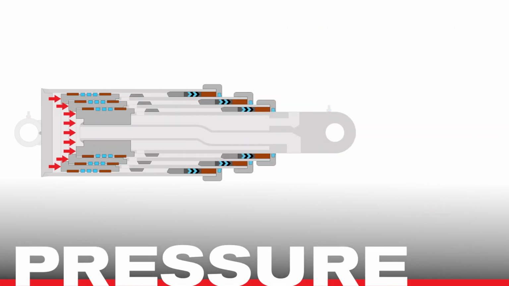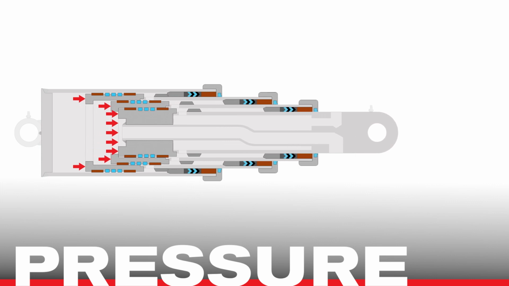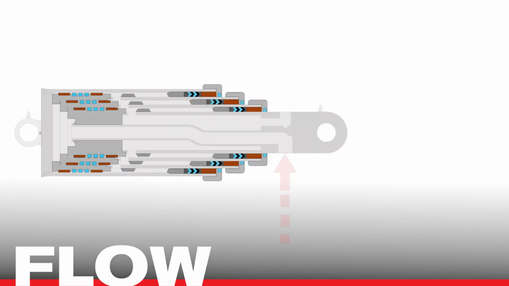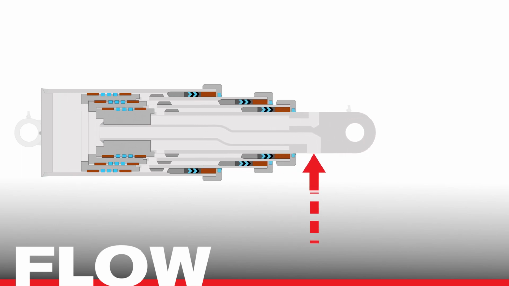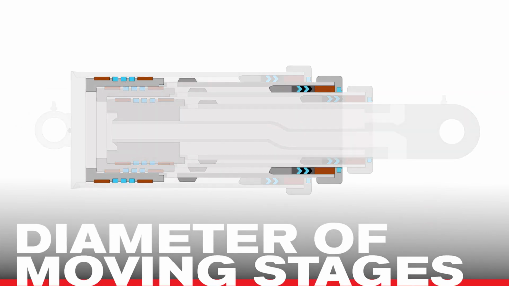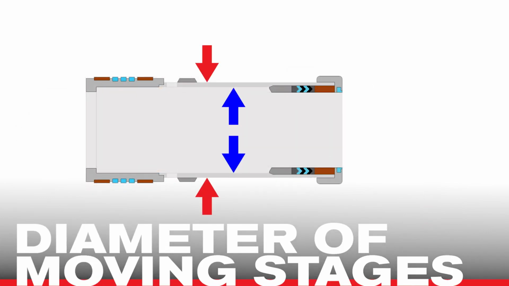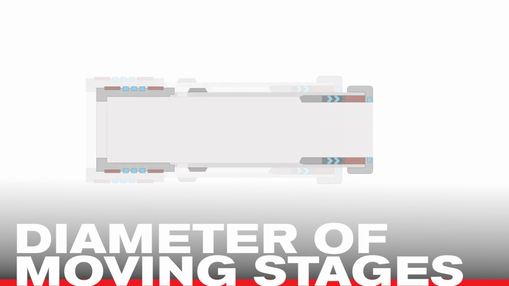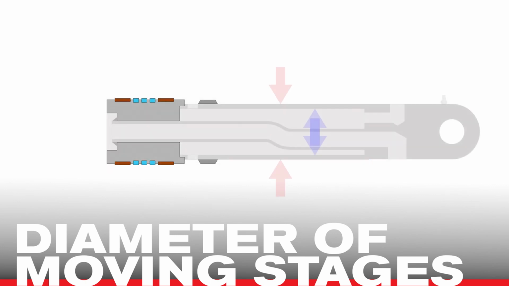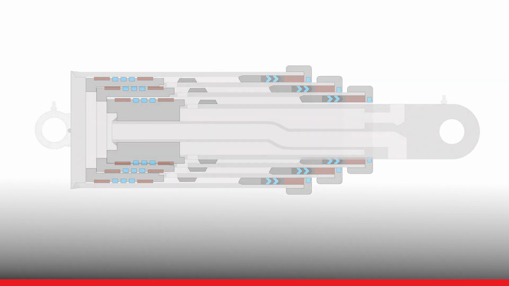Pressure is the hydraulic pressure, measured in pounds per square inch, that is available from the system to the cylinder. The flow, measured by gallons per minute, is the volume of fluid per unit time available from the system. The outside and inside diameter of each moving stage is chosen to meet the application requirements, including load capacity, the available space within the application, and the desired stroke length. Each stage must fit within the previous one.